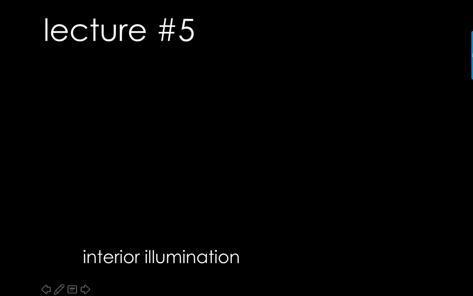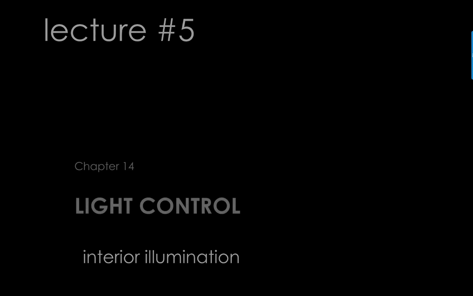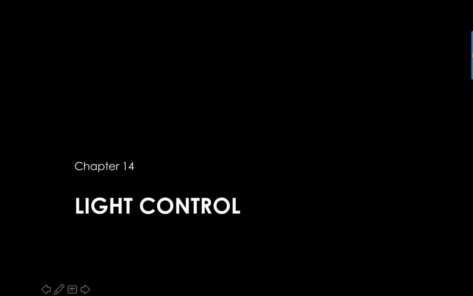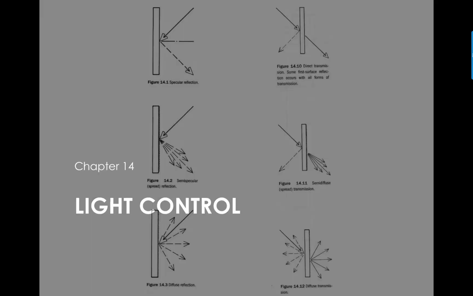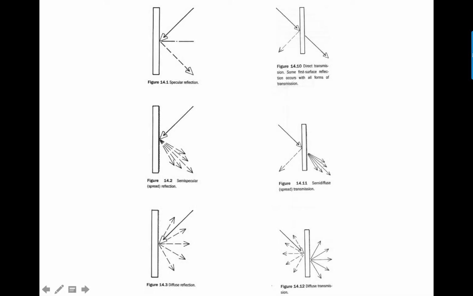Welcome to the next lecture, which is on interior illumination. This one we're going to start with chapter 14, which talks about light control. And one of the things that is probably the gateway to discussion of light control is to understand that different surfaces have different characteristics in regard to how they respond to light.